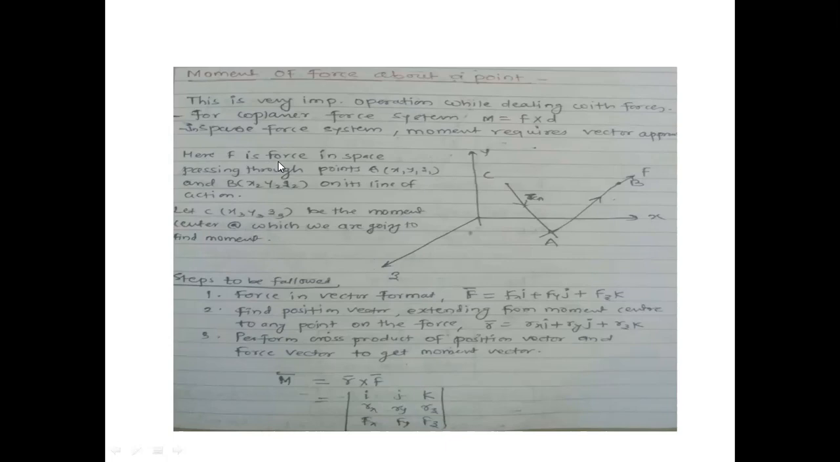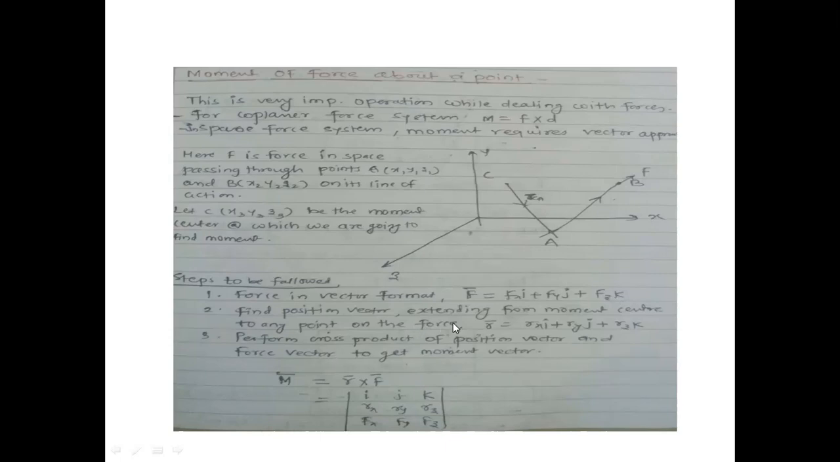Here F is a force in space passing through points A and B on its line of action. A is having x1, y1, z1 coordinates and B is also having x2, y2, z2 coordinates. Let x3, y3, z3 be the moment center. Here C is the point about which we are taking a moment, which we are going to find out. There are a few steps to be followed. First of all, find out the force in vector format, that is Fx i, Fy j and Fz k. Sometimes it may be given to you.